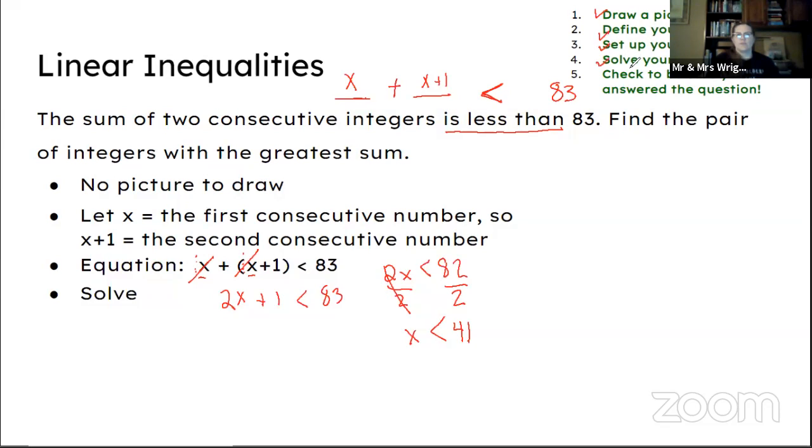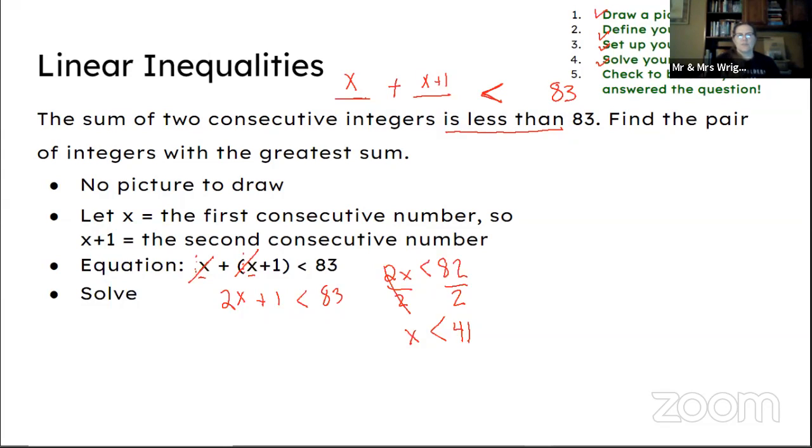That was step 4, solve. Now we're going to check to make sure we actually answered the question. So the sum of 2 consecutive integers is less than 83. What's our question? Find the pair of integers with the greatest sum.